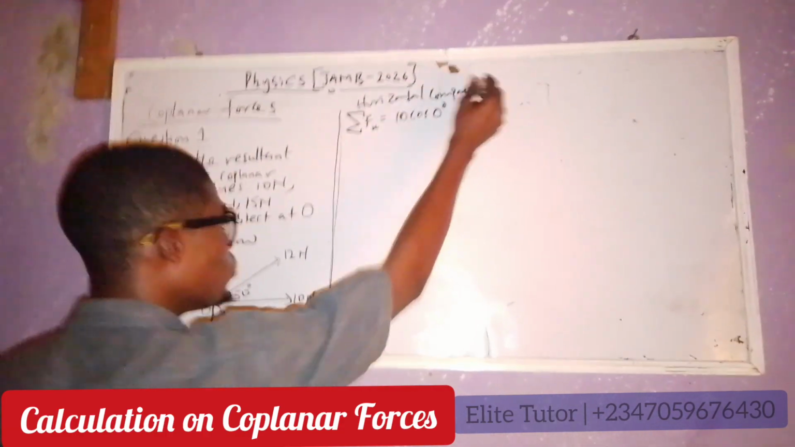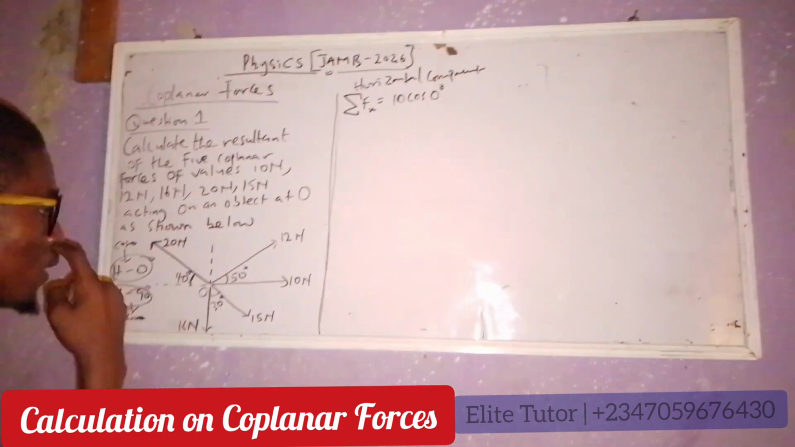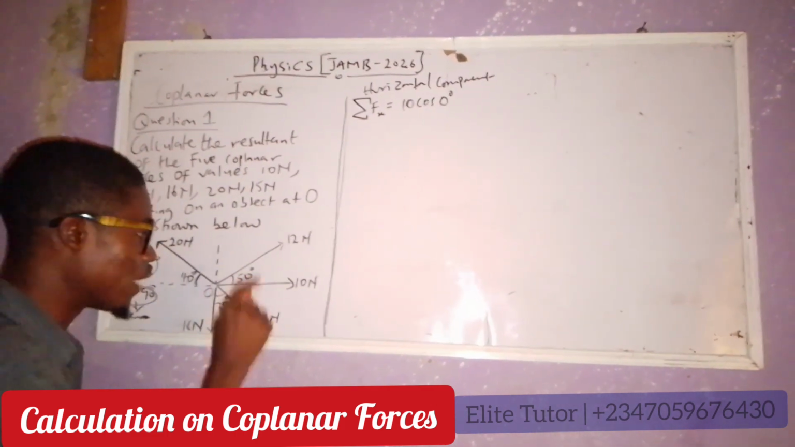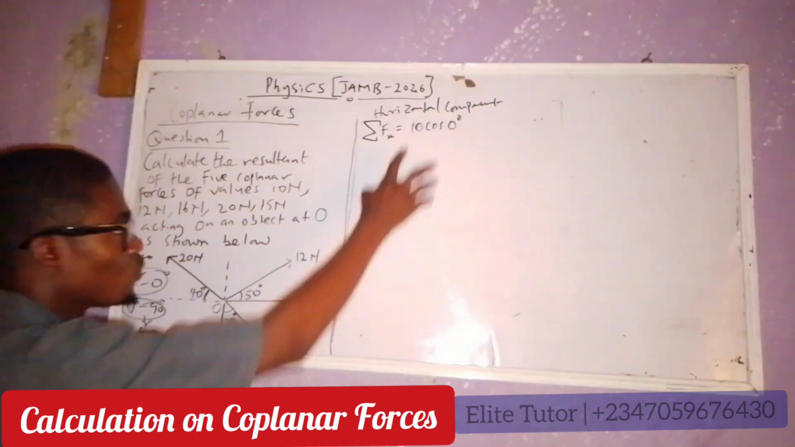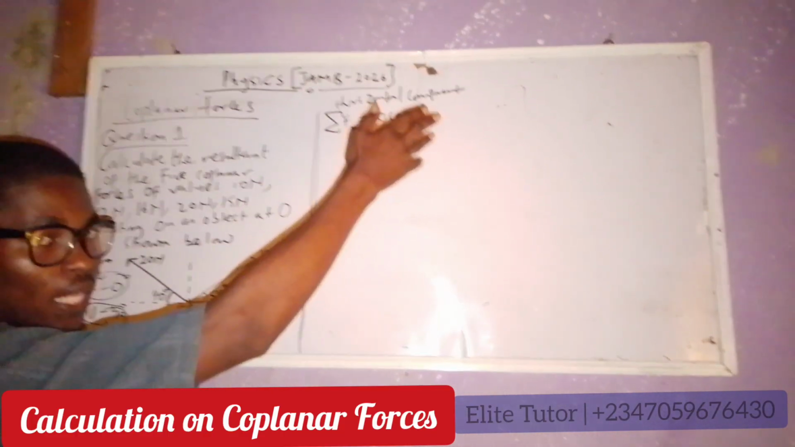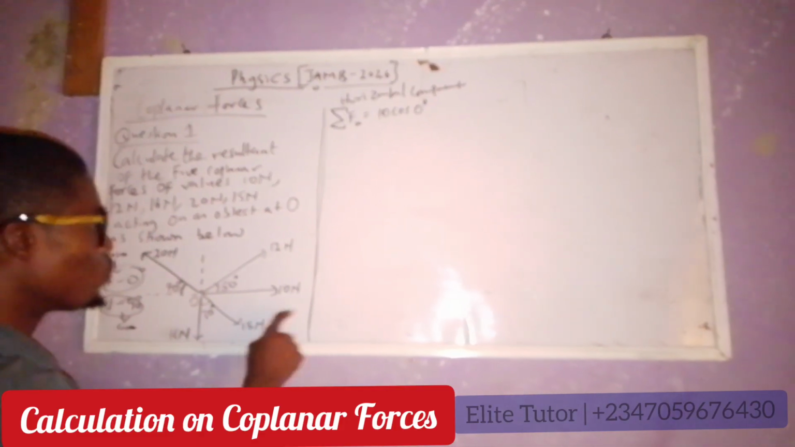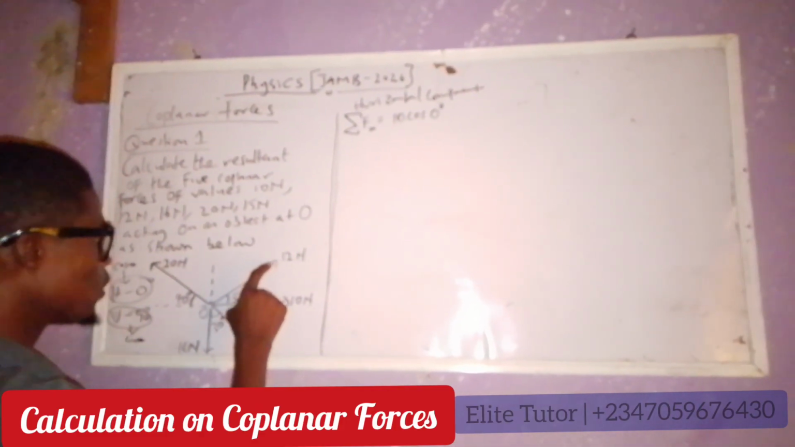So you must be very conscious of the sign. Ask yourself, this horizontal here, is it positive or negative? It is positive. So that's why I'm not putting anything here. I can decide to put plus 10 cos 0 there, but it's not necessary that I put the plus. So be conscious of the sign as well. Now we are done with this one, so let's move on to the next one.